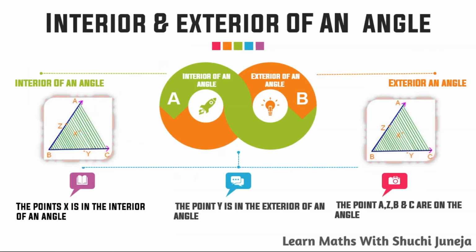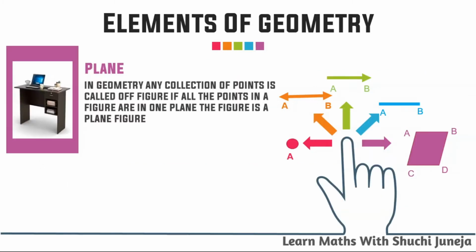Now moving on, let's see different terms which are related with an angle. Interior or exterior of an angle. Interior means what is inside the angle. We can definitely see that point X is inside the angle, while points A, Z, B and C are lying on the angle, and point Y is outside the angle, or we can say it is lying in the exterior of an angle. We always name an angle by putting the alphabet of the vertex in the middle. So we have studied about different elements of an angle.